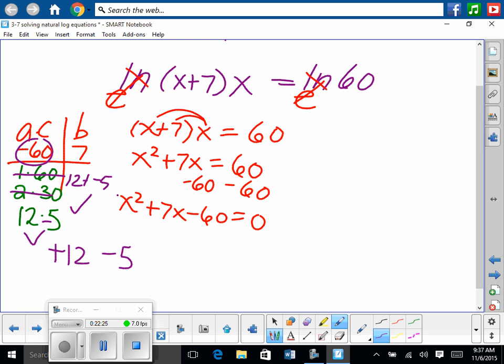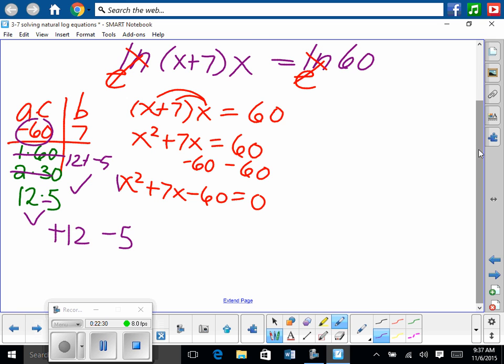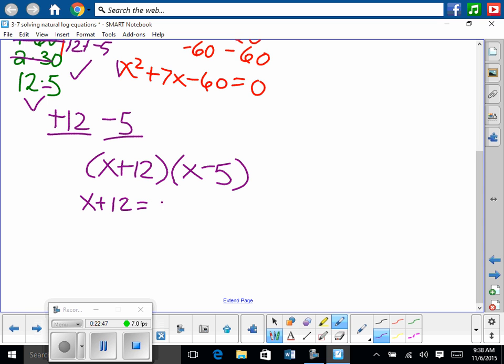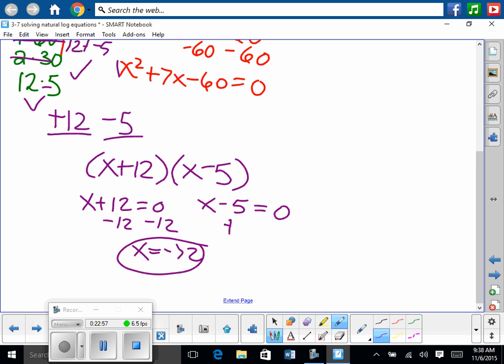So we know we can quick factor because our a value is positive 1. So we can just quick factor this. So this is going to factor to be x plus 12, since it was positive 12, times x minus 5, since it was negative 5. Now that we've factored it, and they're linear factors, degree 1, we can set each of them equal to 0 and solve. So we'll set x plus 12 equal to 0, subtract 12. x is equal to negative 12. And then x minus 5 equal to 0, add 5. x is equal to 5.